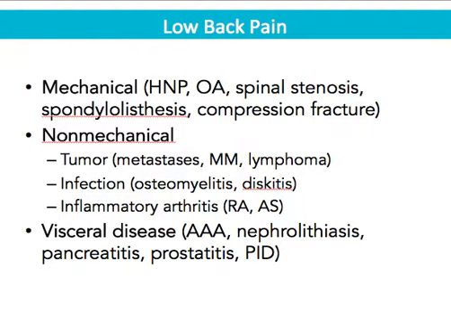But first of all, is it a mechanical issue? Is there osteoarthritis? Is there some type of herniation? Is there spinal stenosis, spondylolisthesis? Is there a compression fracture? Is it non-mechanical? Is there a tumor? If it's non-mechanical, like a tumor or infections, that can be very dangerous, because you want to be able to isolate those things and make sure that you rule them out before you do any type of stem cell therapy for them.